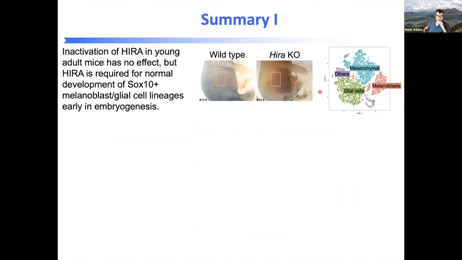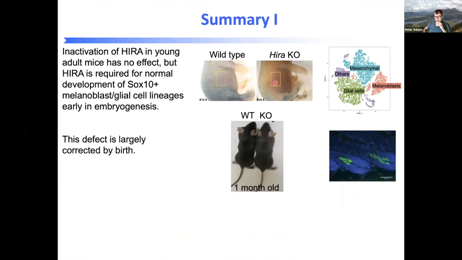The first point is that inactivation of HIRA in young adult mice has no detectable effect, but HIRA is required for normal development of the SOX10 positive melanoblast and glial cell lineages early in embryogenesis. Despite this defect during early embryogenesis, it appears to be largely corrected by birth, such that mice are born essentially normally pigmented and with normal numbers of melanocytes and melanocyte stem cells.